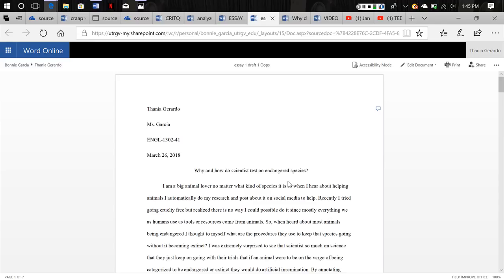This had an impact on my writing because now I know why, how, and when people test on animals, and I explained it in my essay. It just really made my essay so much more credible, I would say, because it contained a lot of information. So instead of just sticking to why scientists test on endangered species, I also answered how and when. So basically, I answered everything.